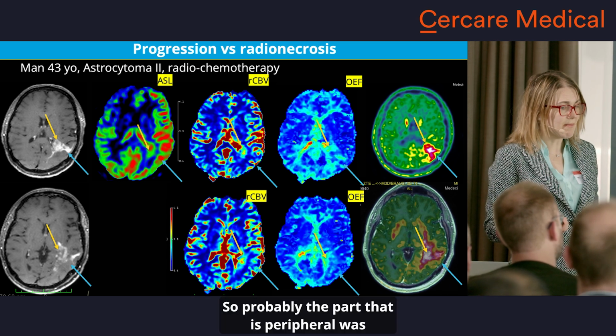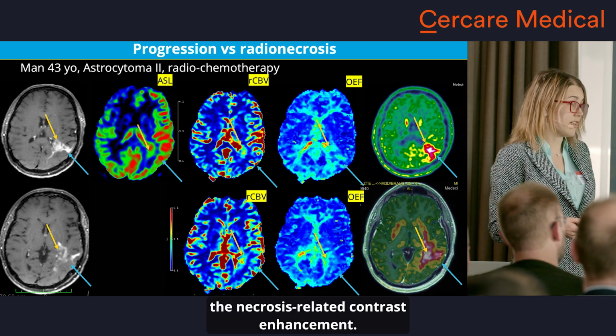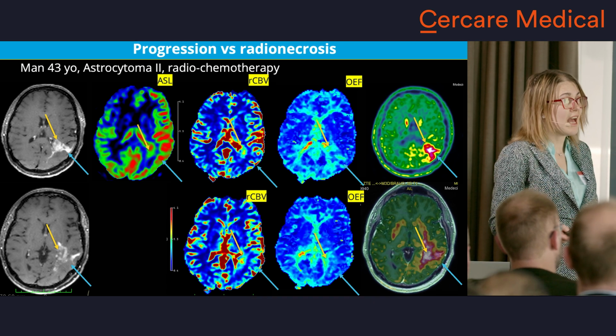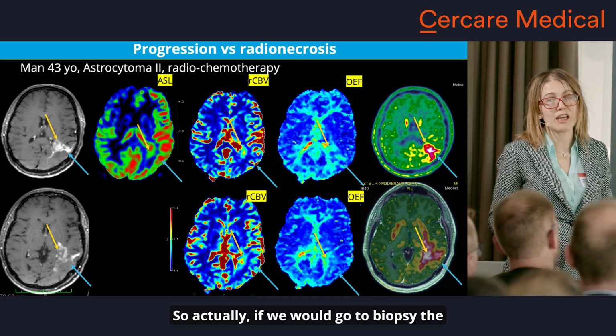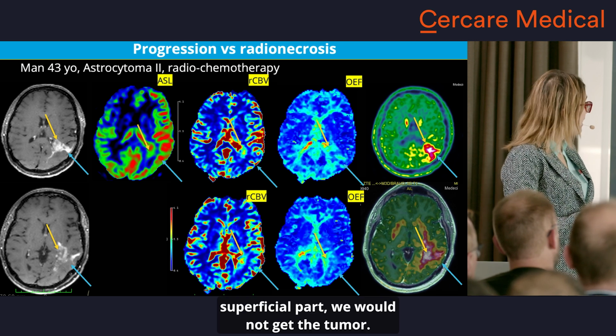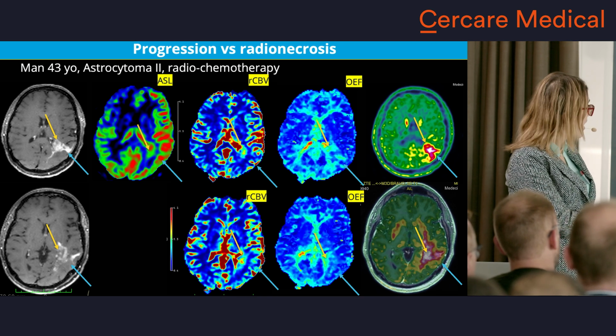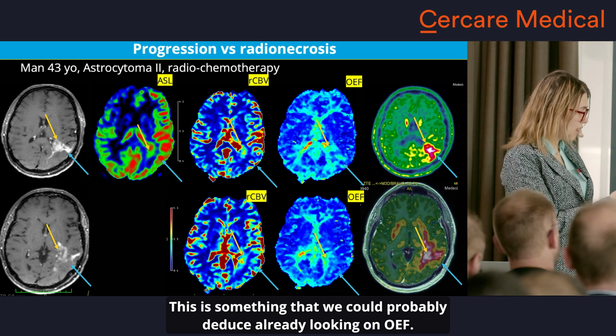So probably the part that is peripheral was the more necrosis-related contrast enhancement, and the progression was only in the deep part. So actually, if we would go to biopsy the superficial part, we would not get the tumor there. So this is something that we could probably deduce already looking on OEF.